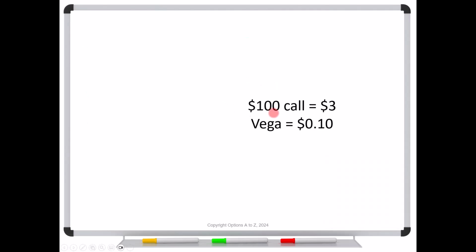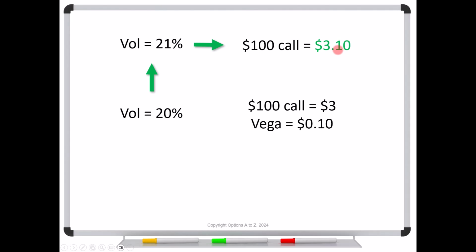Well, again, let's go back to a broker's platform. We're looking at the $100 call, trading for 3, and it shows us that we have a Vega of 0.10. We also see that the current volatility is 20%. This is the volatility number that you would have to feed into a pricing model to get the current option price. So if volatility rises from 20% to 21%, we would expect it to trade for about $3.10.